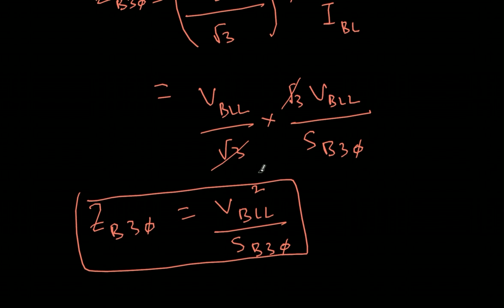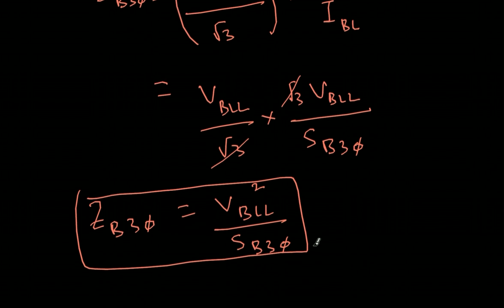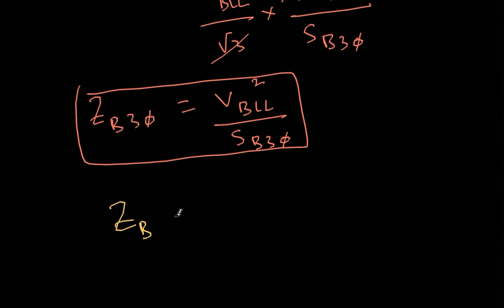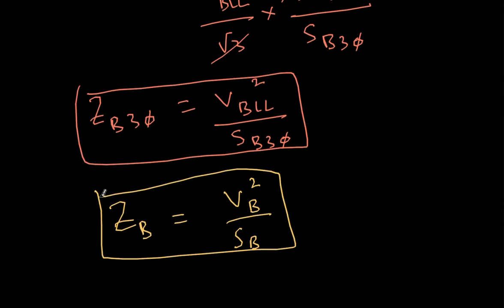Let's compare it with the base impedance of a 1 phase system. So what is the base impedance of a 1 phase system? It's nothing but V base square by S base. If you compare these two, the base impedance of 1 phase system and of 3 phase system, the formula is similar, whereas here you use the line to line voltage, here you use the phase voltage, and here you use the 3 phase complex power, and here you use a single phase complex power.